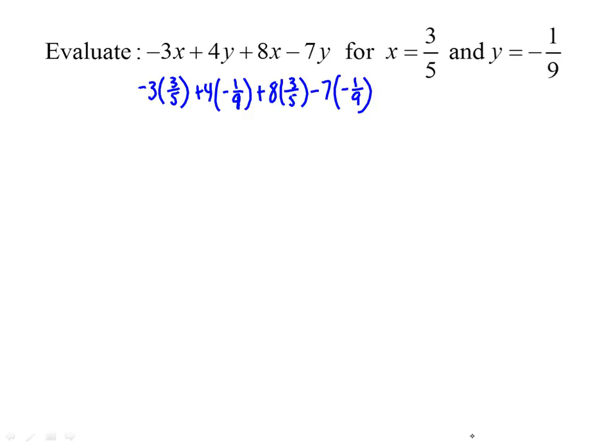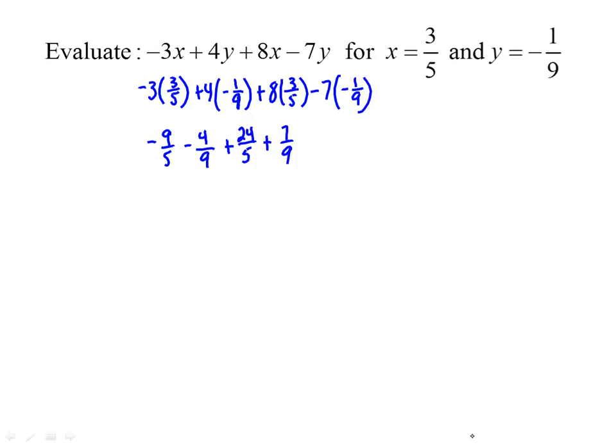And then your calculator is going to give you probably mixed numbers, which is fine. I'm just going to keep them as improper fractions because I'm not using a calculator right now. So the first one is going to be negative 9/5, or negative 1 4/5 is what your calculator may have given you. The next one's going to give you negative 4/9. And then we're going to have a positive 24/5, but your calculator probably has told you 4 4/5, which is fine. And then the last one is going to be a positive, negative times negative is positive, 7/9.